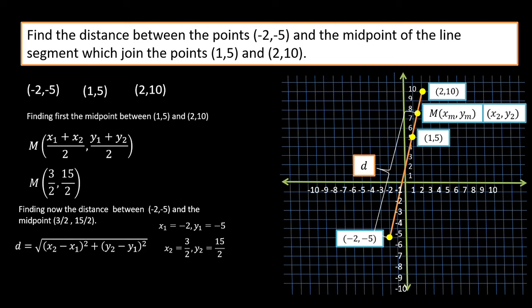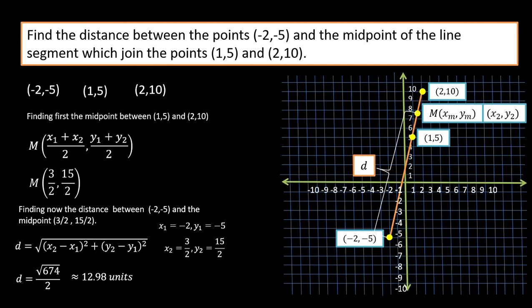Applying now the distance formula, this one is straightforward. We can just plug in all the givens in the formula. So 3 halves minus -2 squared plus 15 over 2 minus -5 squared. This is none other than square root of 674 divided by 2, or approximately 12.98 units. I use the sign approximately because we only took two decimal places.